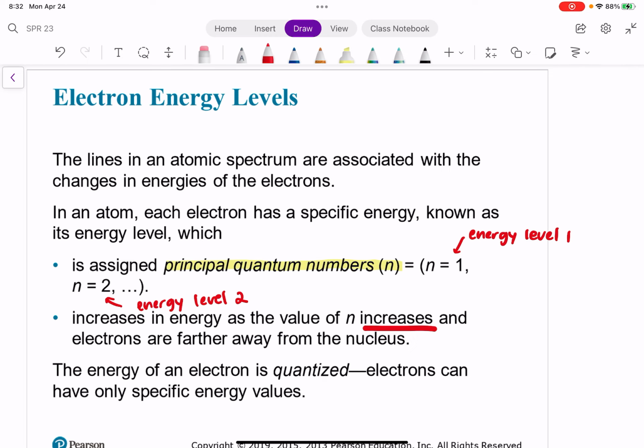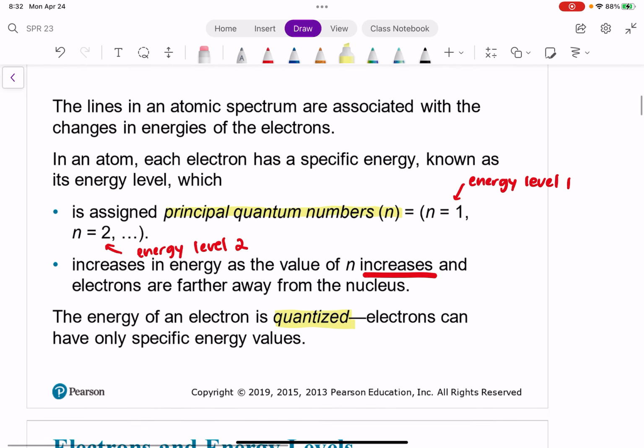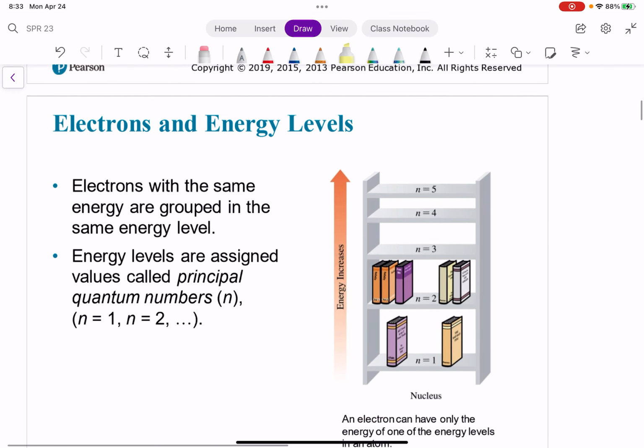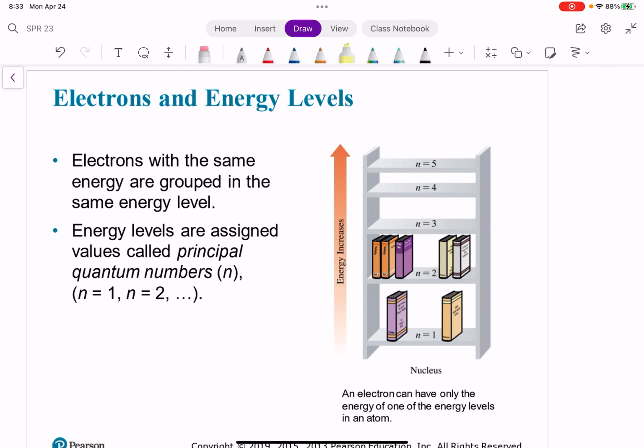Then what we've also noticed about electrons is that the energy of an electron is what we call quantized. And what that means is that electrons can have only these specific energy values, okay? I actually really like this analogy that the book gives about a bookcase, and this is for the quantized nature of electrons. This is representing their energy levels.